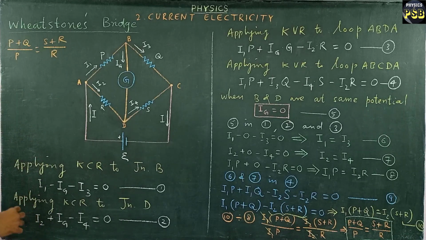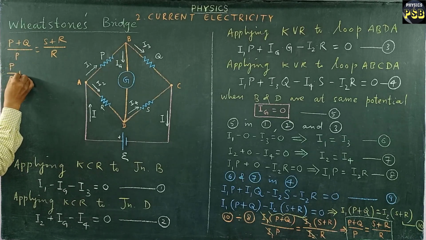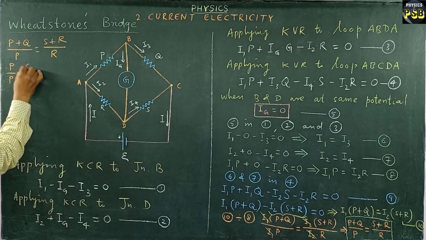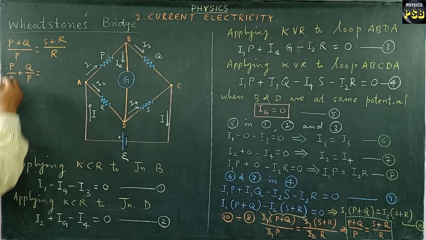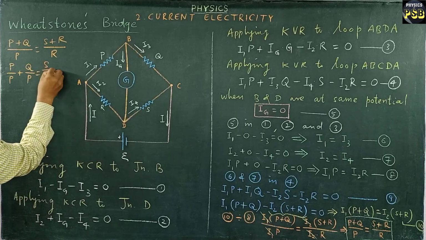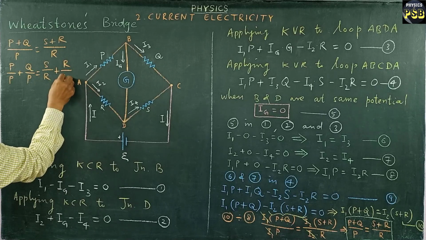Yeah, okay. Let me do it. First, I divide this term by P. P upon P, then plus sign, then Q divided by P. Then here I do the same thing. See, S upon R plus R upon R.